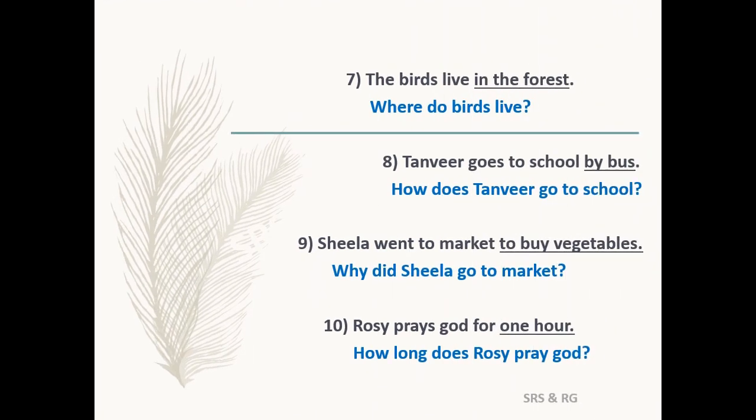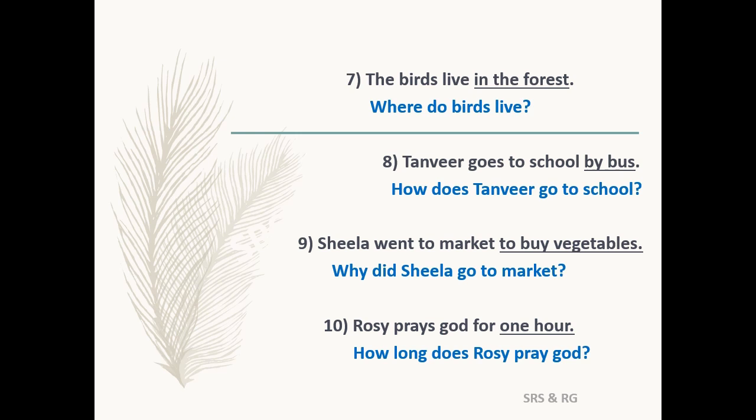Now let's pass on to the seventh example. The birds live in the forest. Where? Here in this sentence, there is no auxiliary verb. In English grammar, if there is no auxiliary verb, you must make use of dummy auxiliaries. Which are the dummy auxiliaries?